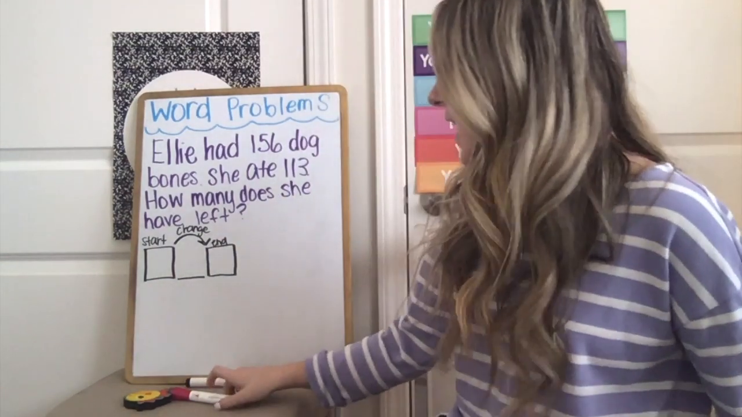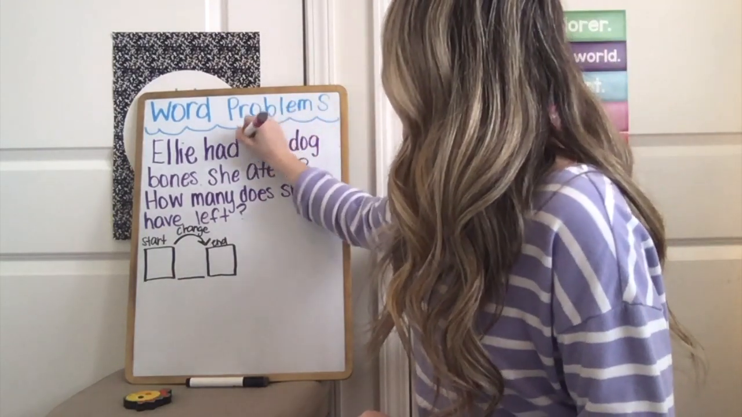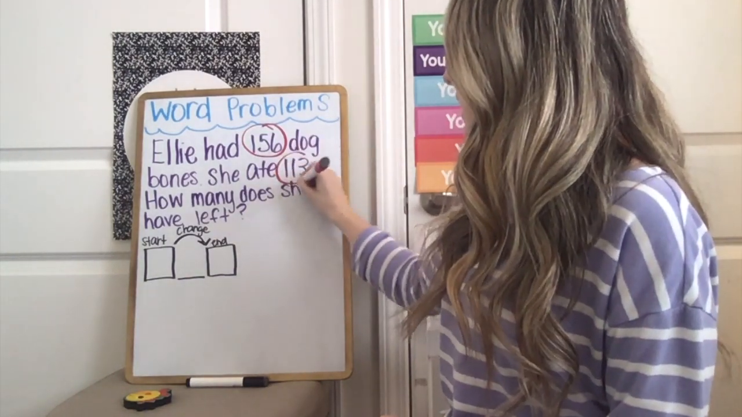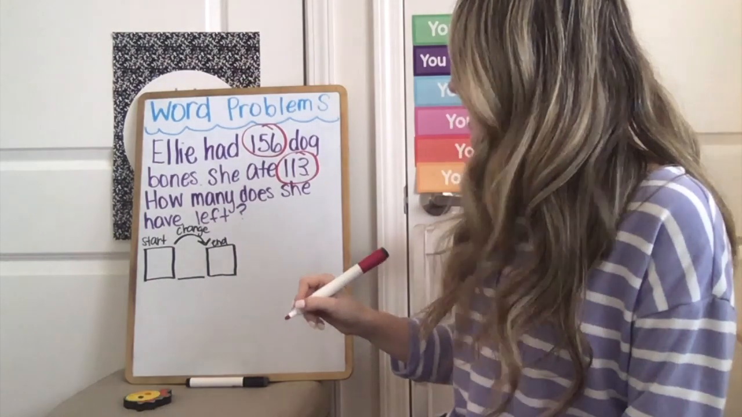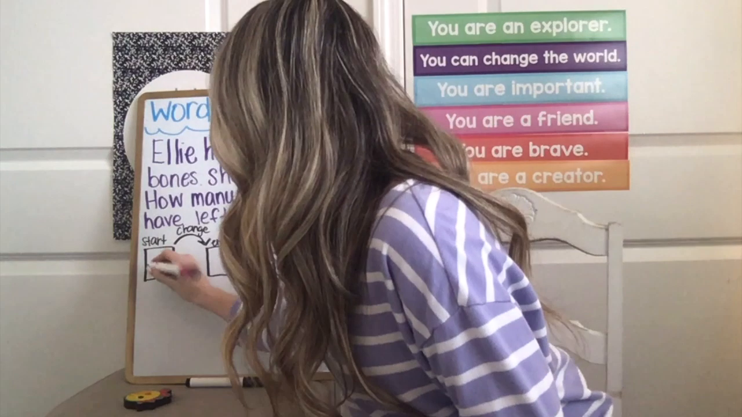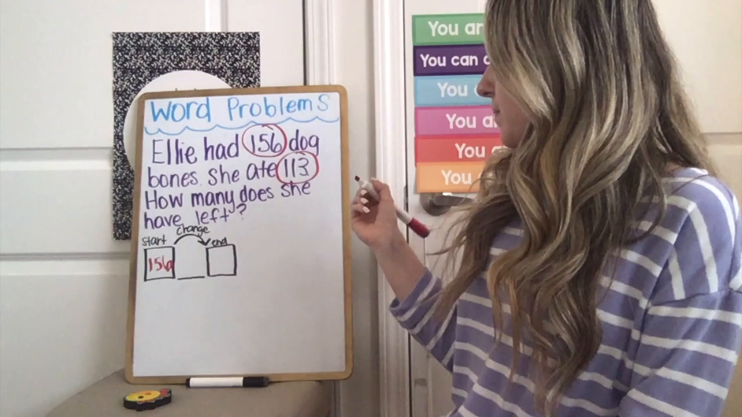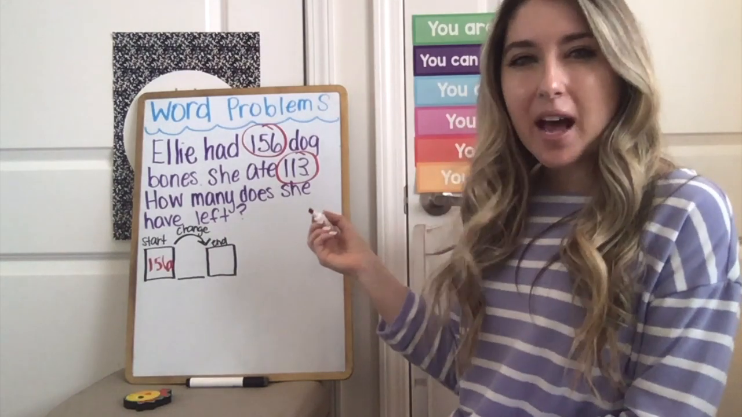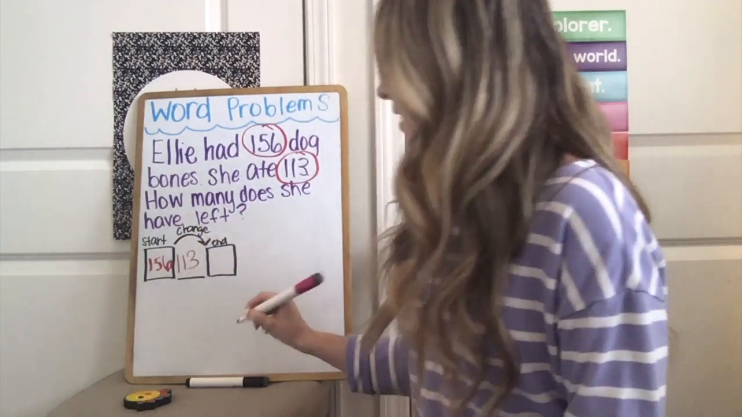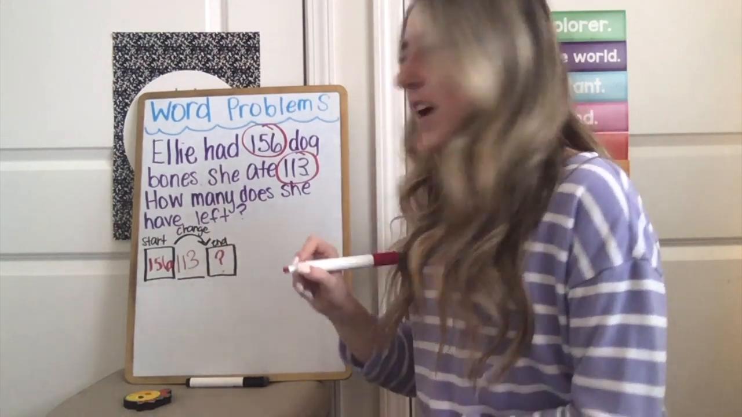So I'm going to read through again and just pull out my numbers. So she had 156, so I know, okay, that's how many she had. And then she ate this many, 113. Okay, so if I wanted to fill this into my diagram, she started with 156. All right, so then she ate 113, so that's my change, right? And then how many does she have left? That's what I need to find out.